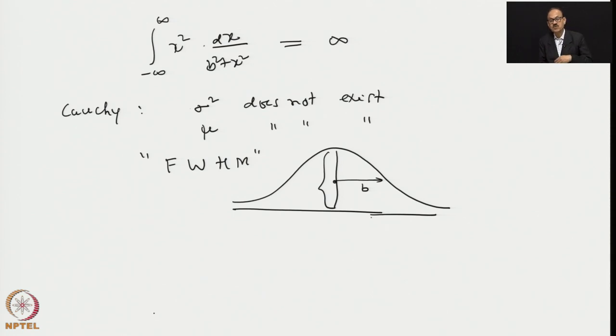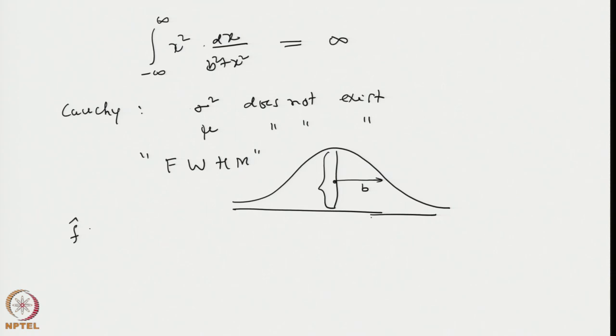Now, supposing one samples from such a distribution, would it satisfy the central limit theorem? Actually, what happens if you follow through the mathematical steps that we followed? So we have to find out the Fourier transform or the characteristic function of this distribution, which by definition is the integral from minus infinity to infinity of e to the power ikx dx divided by b square plus x square, times b by pi.